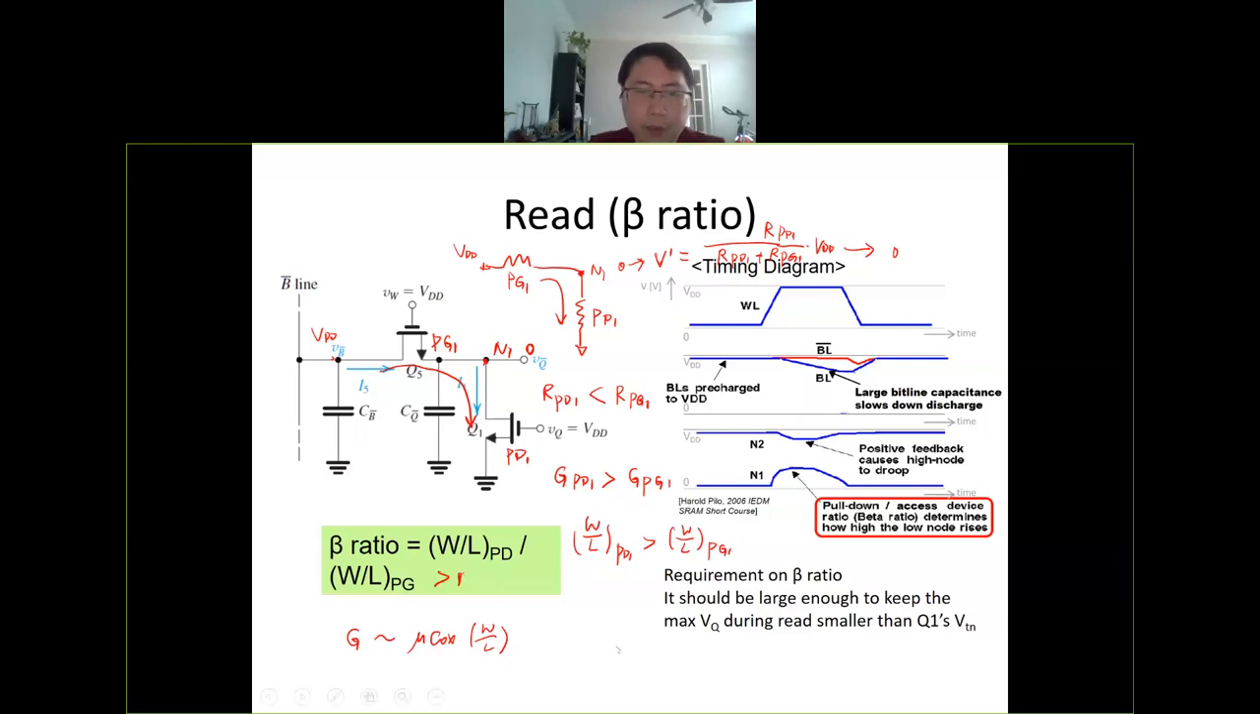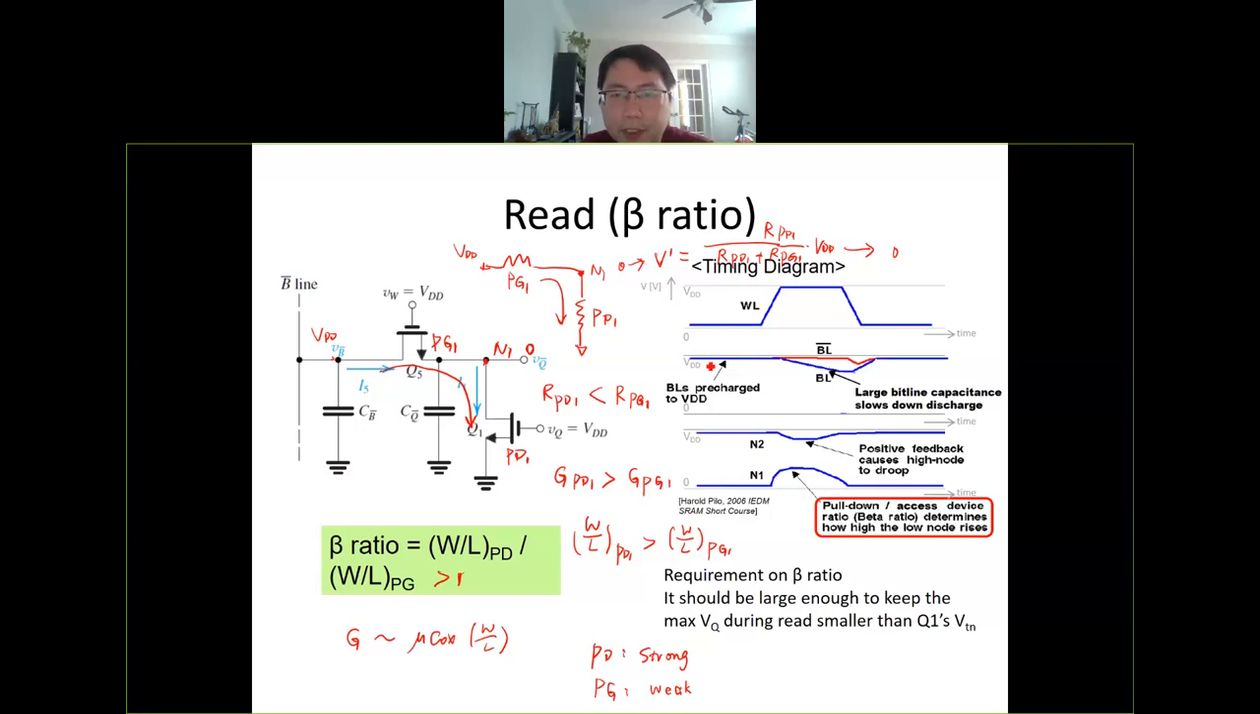Or in other words, you want the pull down to be stronger than the pass gate to be weak. If you want to satisfy this condition, this N1 is close to 0. We can understand this better by looking at this timing diagram in the operation.